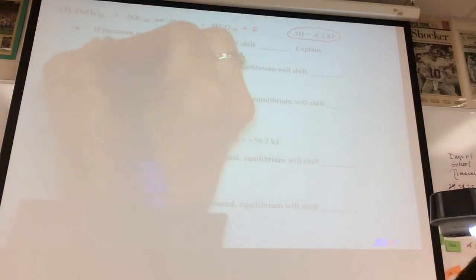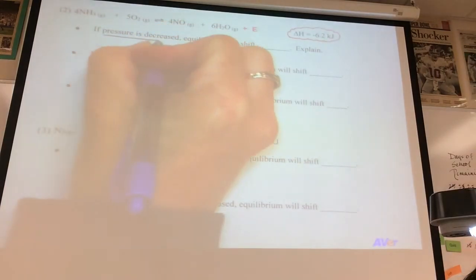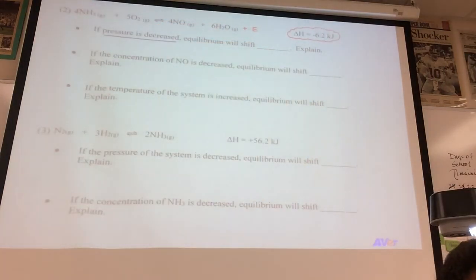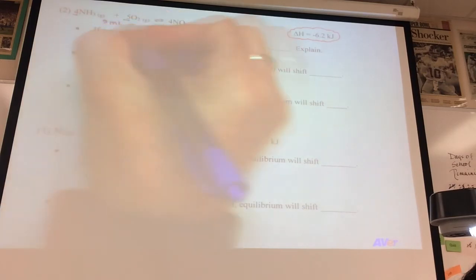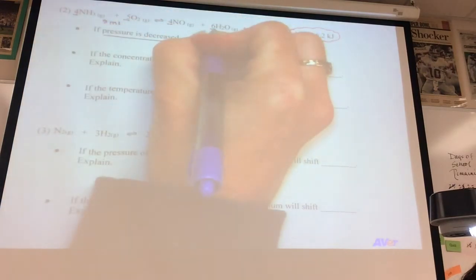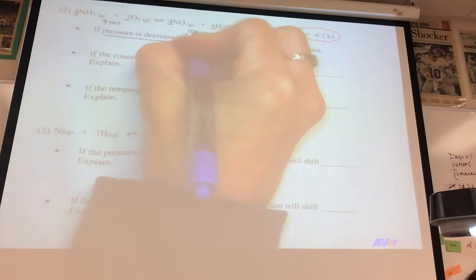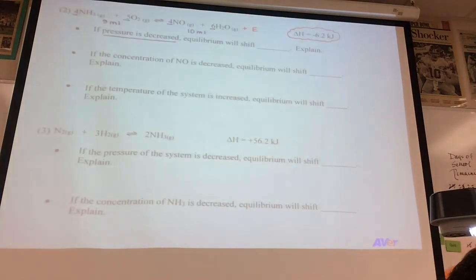If pressure is decreased, equilibrium will shift to the side with the larger or greater volume. So let's take a look. We've got all gases. 4 plus 5, 9 mils of gaseous reactant. 4 plus 6 is 10 mils of gaseous product.